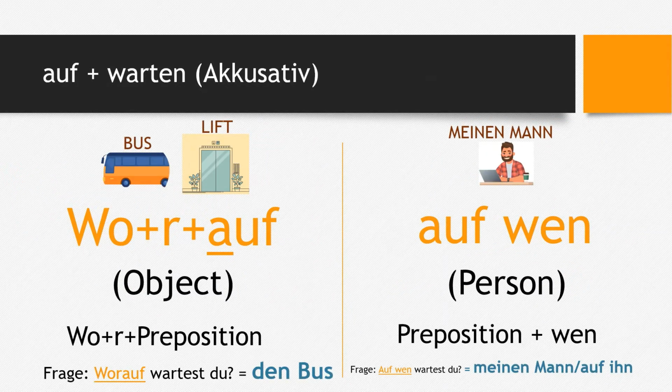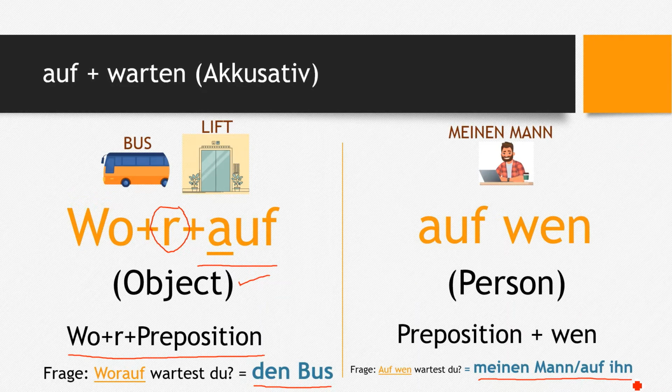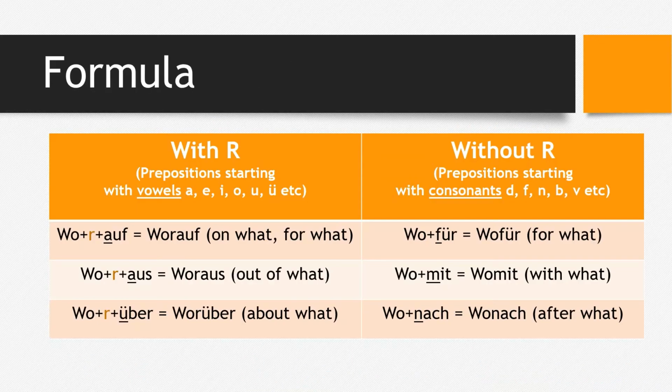Now, as I have told you earlier, this is the wo particle, then in the middle there is an r, and then comes our preposition. So this happens only when we are talking about an object. The sequence will be wo plus r plus preposition. Worauf wartest du? Ich warte auf den Bus. Yes, the answer will be den Bus. Auf wen? We will use it for a person. Then comes first the preposition plus wen. Auf wen wartest du? Ich warte auf meinen Mann. Oder Sie können das auch sagen: Ich warte auf ihn. Ja, klar? Machen wir das weiter.